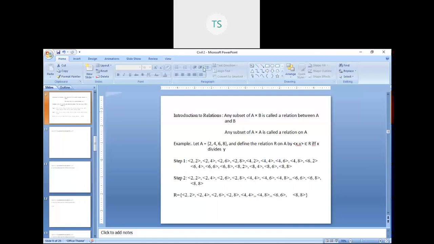Next class, that means next Monday, I will again discuss the topic domain and range. First of all, just remember that domain is the elements from the first set and range is the elements from the second set. We will discuss some more problems on domain and range in the next class. Okay, so till now, thank you.